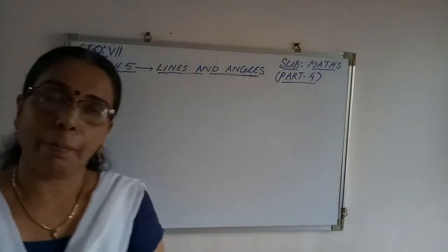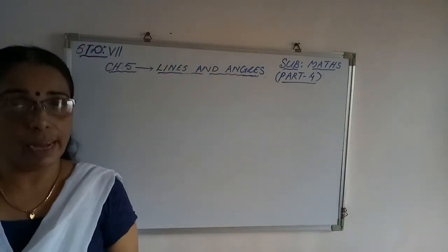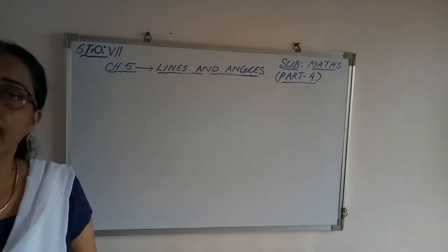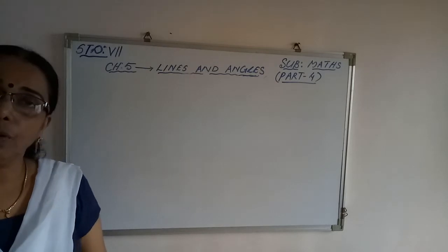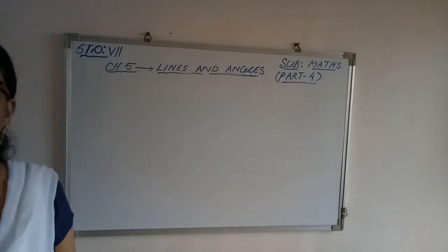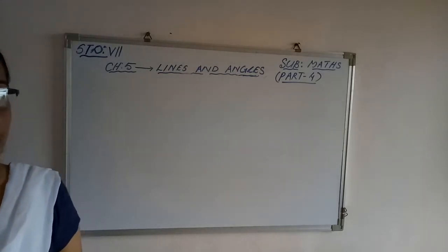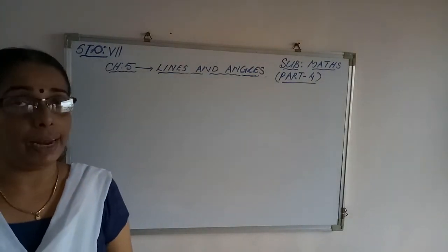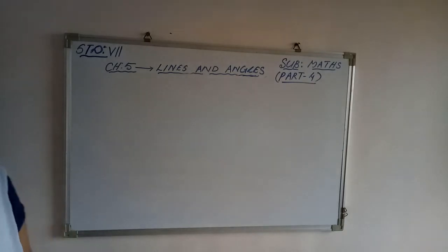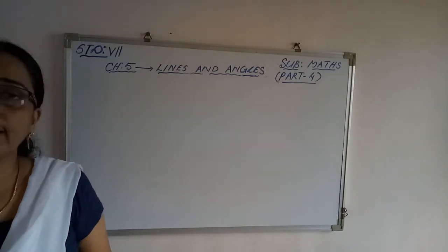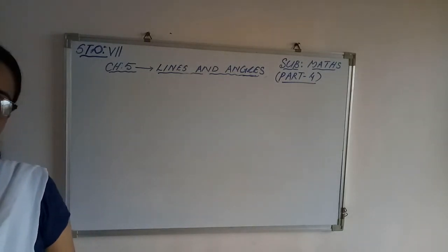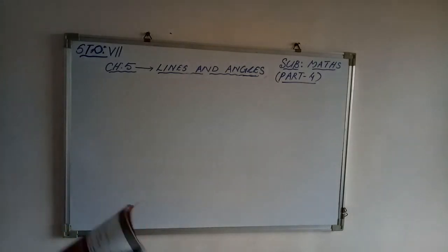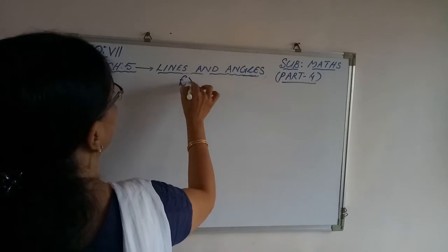Hello students, in the previous class we learned about intersecting lines, parallel lines, transversal, and also the angles formed when two lines are intersected by a transversal, and also how to check whether the given lines are parallel or not. Now we can solve exercise 5.2 based on what we had learned in the previous class. So, exercise 5.2.